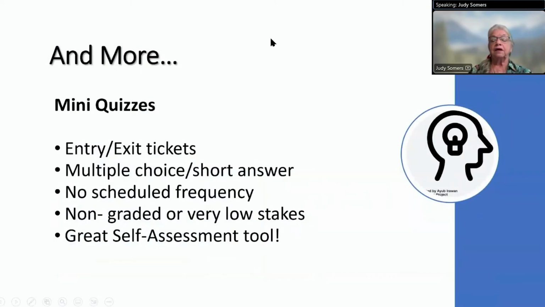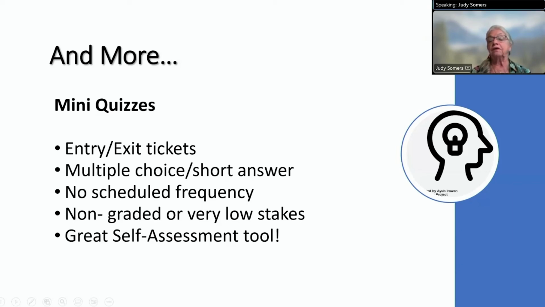Okay, so let's look. This is another one that was recommended, and I'm kind of hesitant, and yet as a self-assessment tool, or very low stakes on mini quizzes, if you're going to do any kind of points at all, just do it for having completed it. It's also a great self-assessment tool, and easy to use for entry tickets and exit tickets. The two things are also great for an entry ticket or an exit ticket for class.